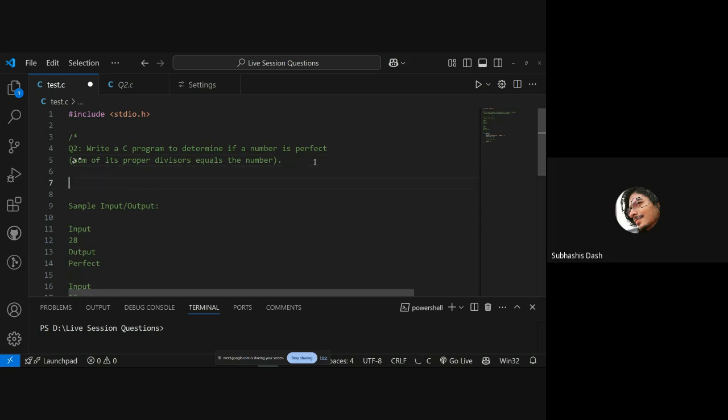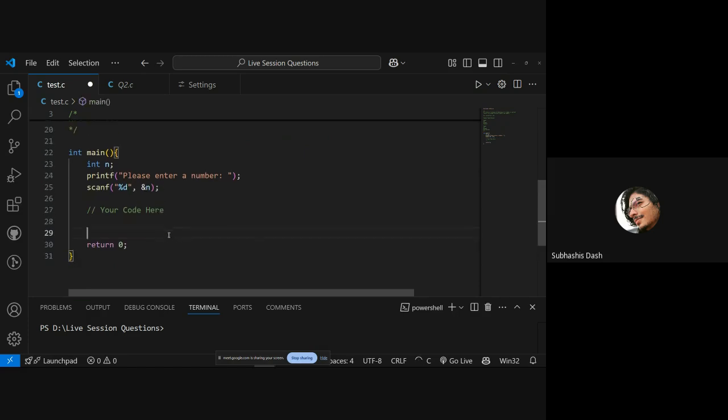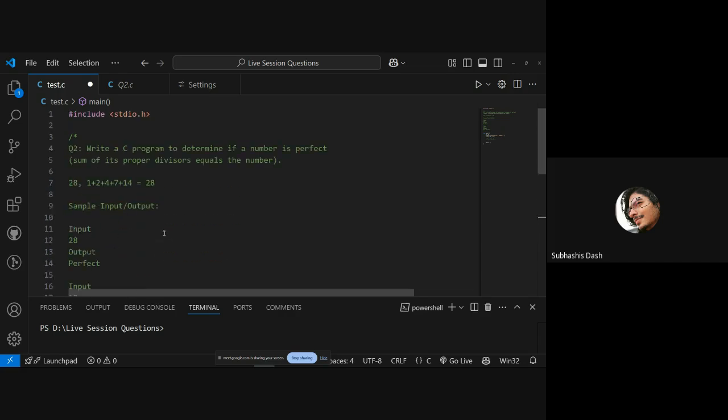So essentially what this is telling us is, let's say for 28, as you can see, it is already auto-completed. We have the proper divisors of 28: 1, 2, 4, 7, and 14. And these add up to 28 itself. Right? So this is the perfect number that we want to find. And I've already got some boilerplate code over here. So can anyone tell me what the first step should be for this one?